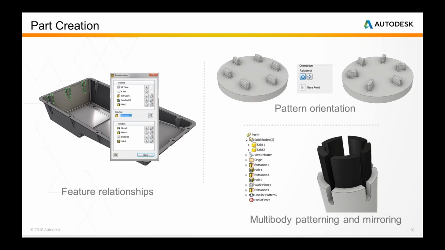If you select the feature, right-click on it and select relationships, it'll allow you to see what the parents are and what the children are.